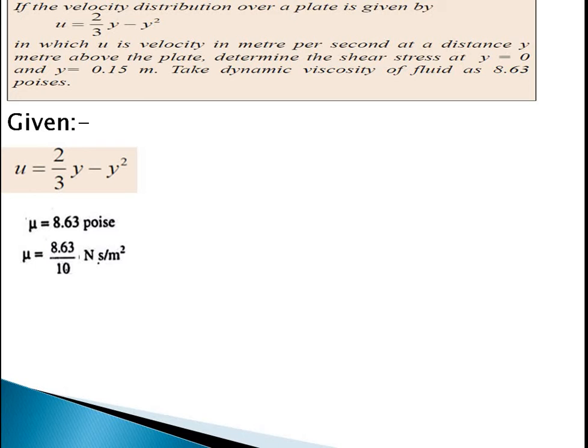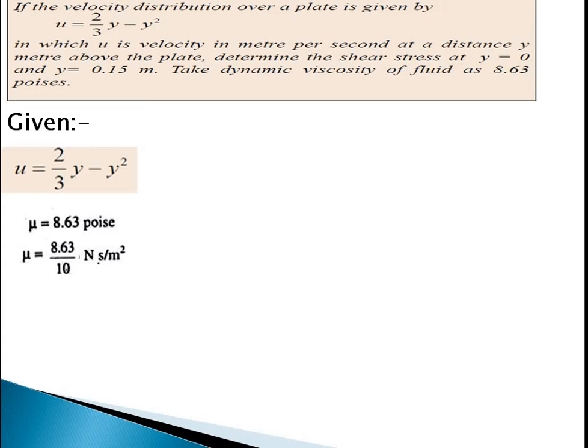Now we'll move forward to the next problem, that is, if the velocity distribution over a plate is given by u is equals to 2 by 3 y minus y square, in which u is velocity in meter per second at a distance y meter above the plate, determine the shear stress at y is equals to 0 and at y is equals to 0.15 meter. Take dynamic viscosity of fluid as 8.63 poise.